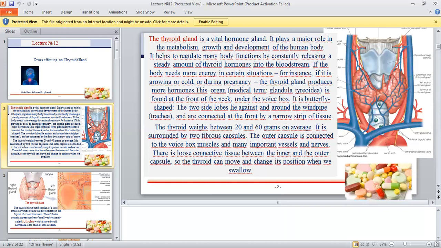It is butterfly shaped, and the two lobes lie against and around the windpipe, the trachea, and are connected at the front by a narrow strip of tissue. The thyroid weighs between 20 to 60 grams on average. It is surrounded by two fibrous capsules. The outer capsule is connected to the voice box, muscles, and many important vessels and nerves. There is loose connective tissue between the inner and the outer capsules, so the thyroid can move and change its position when we swallow.